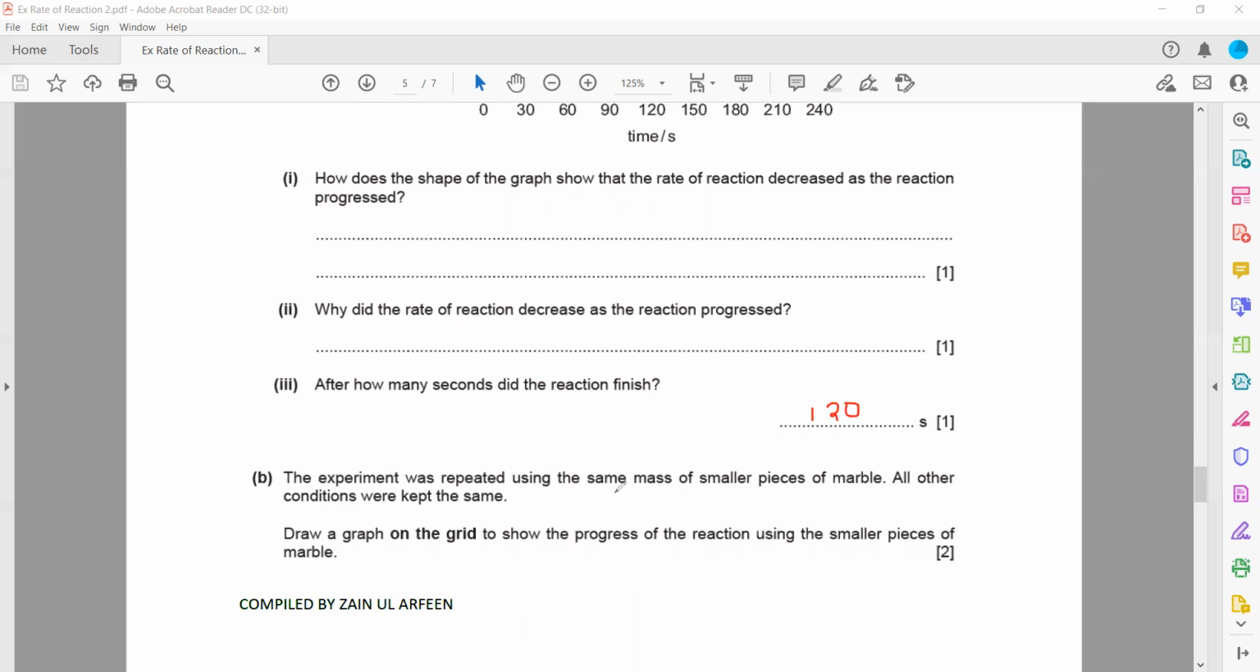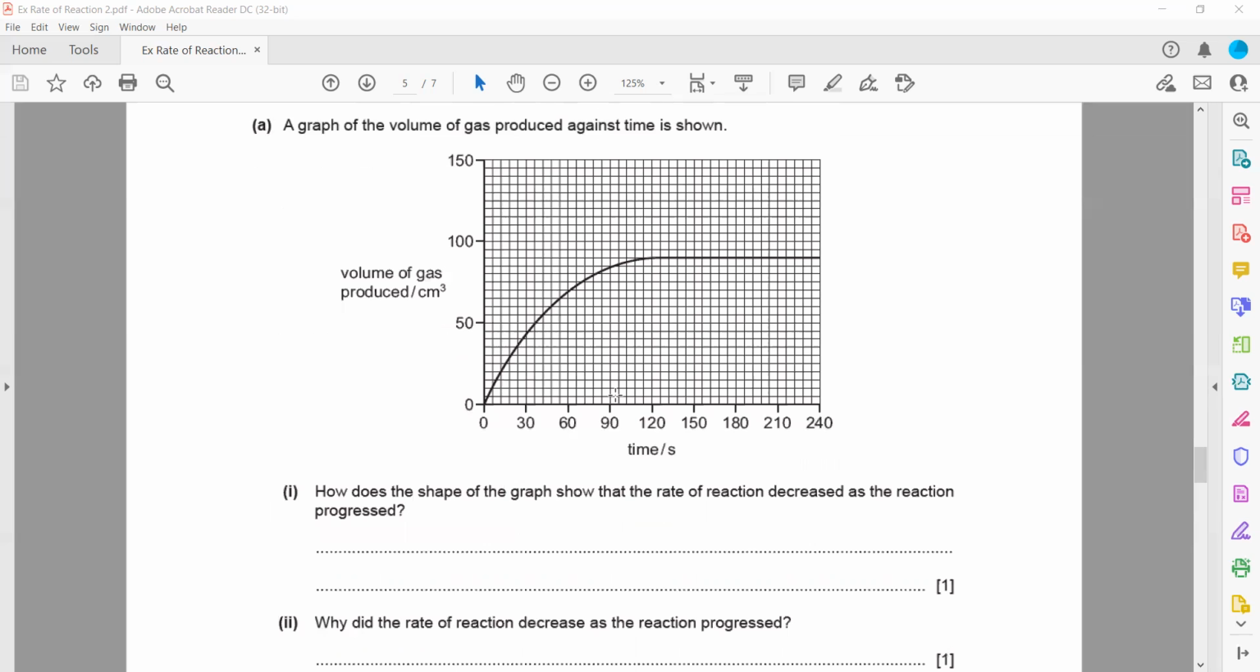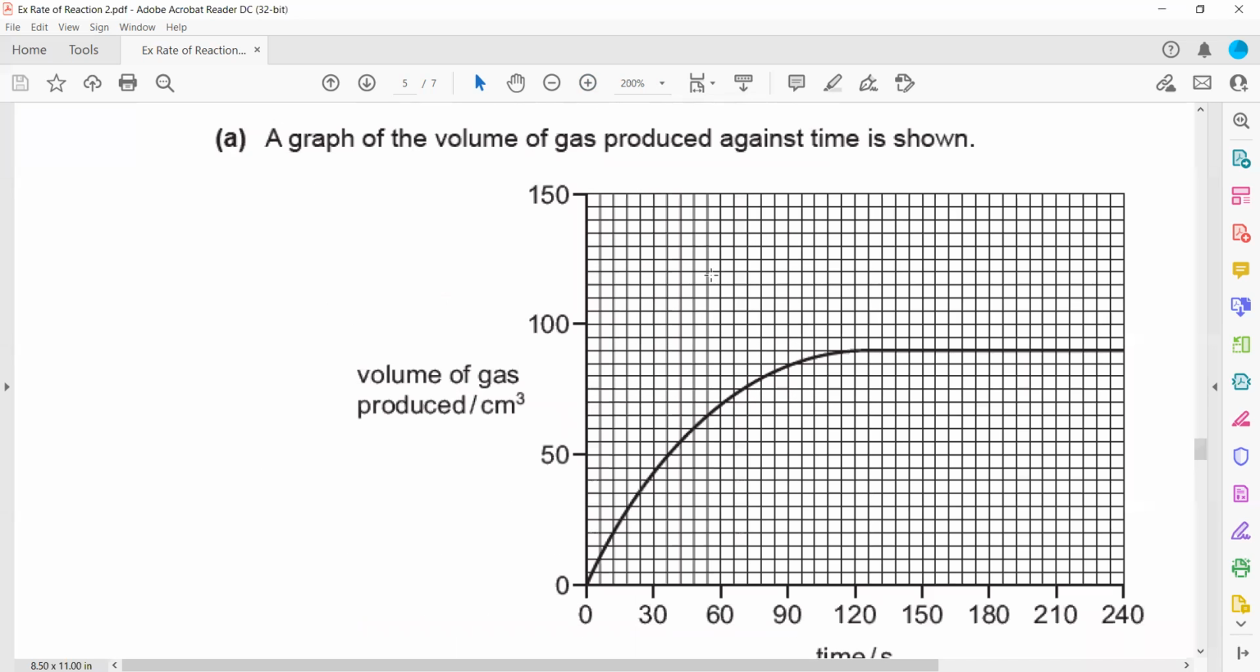The experiment was repeated using the same mass, but smaller pieces of marble. All other conditions are the same. Draw on the graph. Because if you use small pieces, it will have a large surface area, and with a large surface area, the rate will be faster. But it will only affect the rate. The amount of product won't change as we are using the same amount of the reactant.